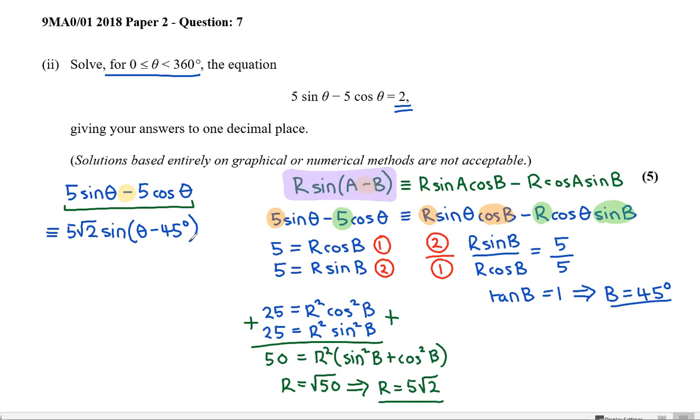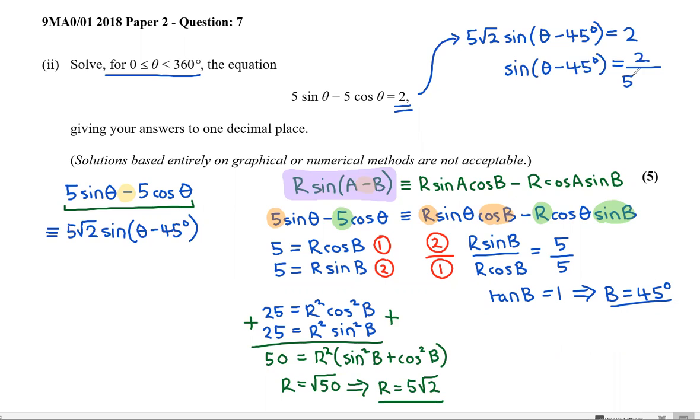And that's really helpful because according to our equation, this is all equal to 2. So I can now replace this equation with 5 root 2 sine of theta subtract 45 degrees, which is equal to 2. If I divide both sides by 5 root 2, I've got sine of theta subtract 45 degrees is equal to 2 over 5 root 2. And at this point, I can then solve using a cast diagram.